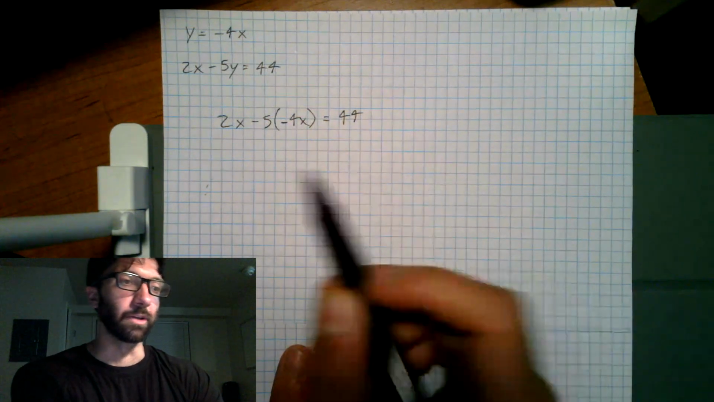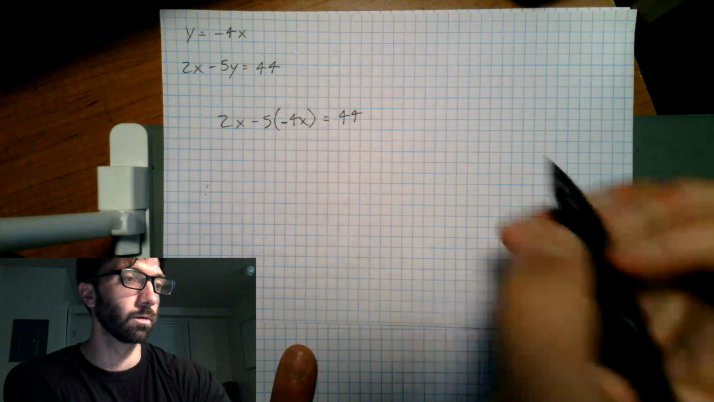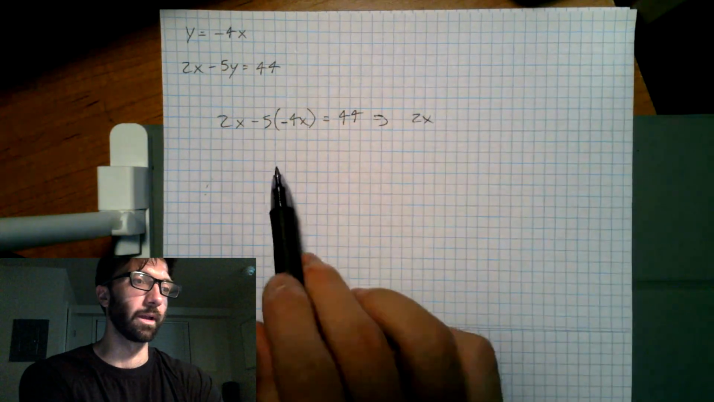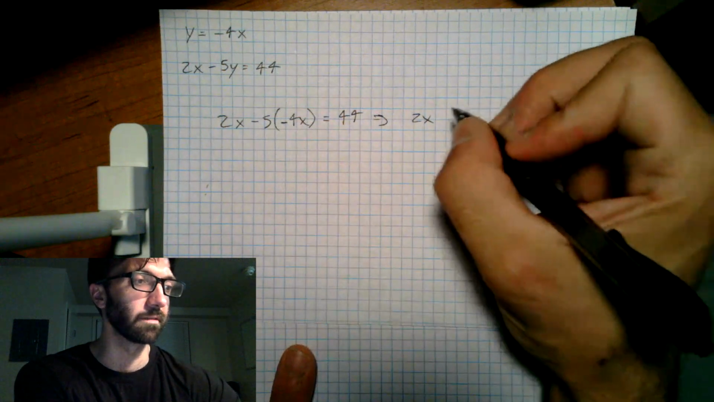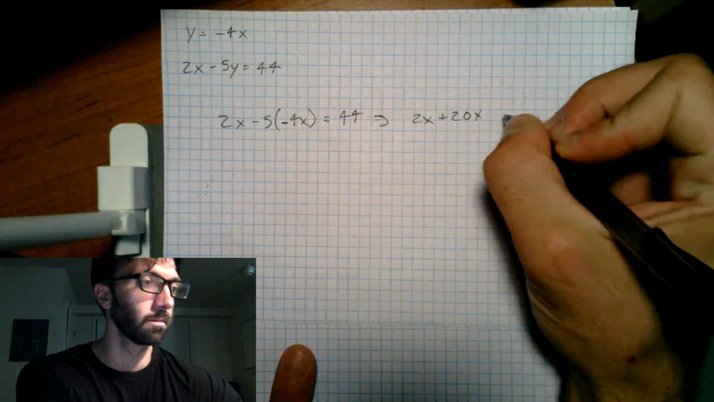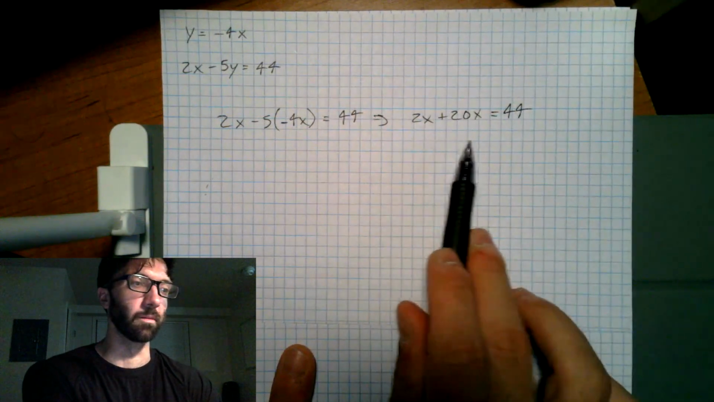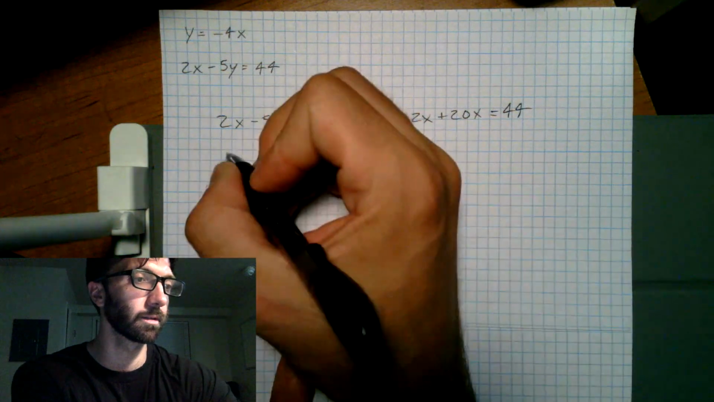And now I can just simplify the left side of this equation. So I know that negative 5 times negative 4x is a positive 20x. And now I can combine like terms. I know 2x plus 20x is 22x.